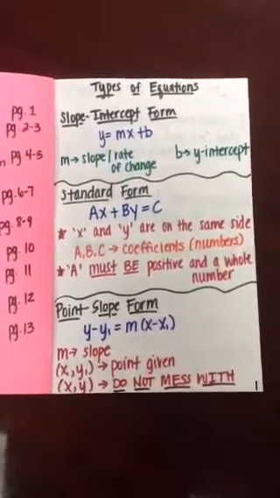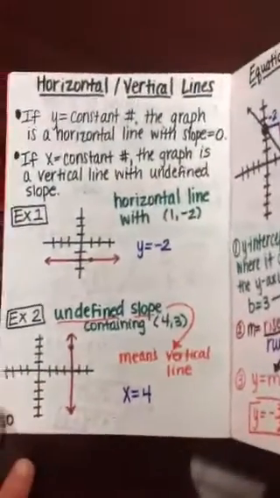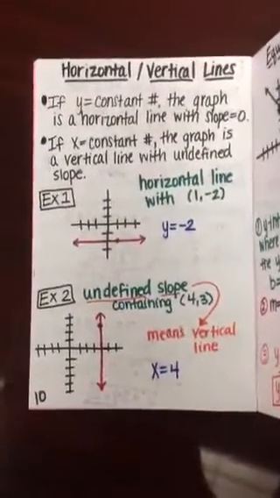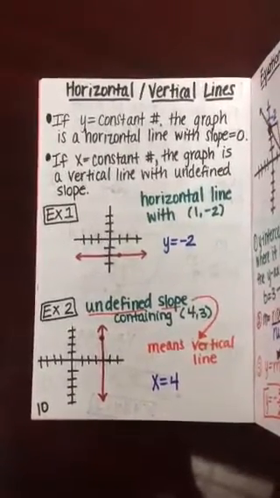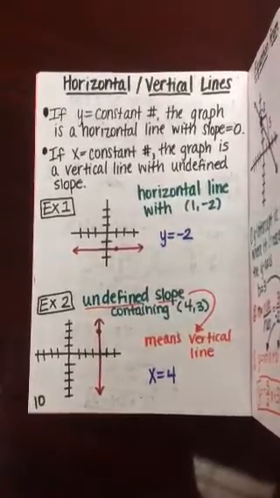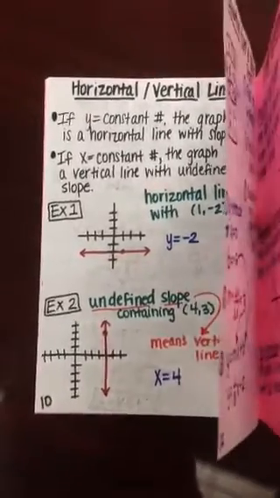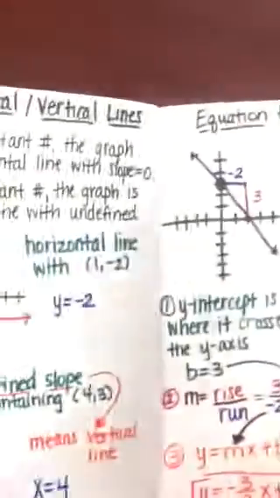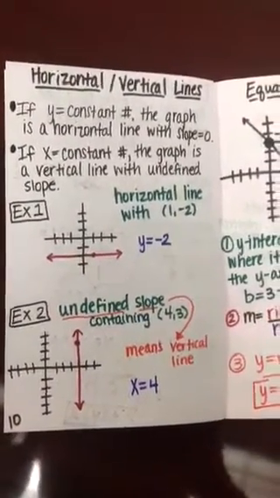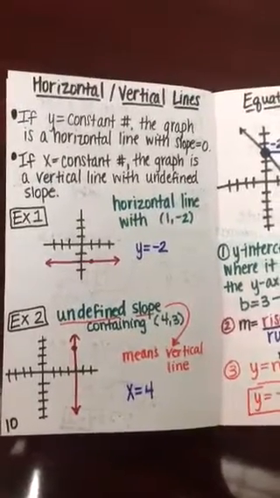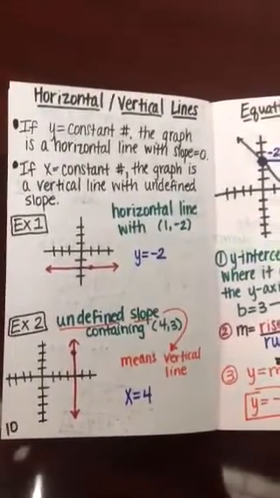Okay? Now we're going to turn to page 10. So go ahead and turn to page 10. Pause the video and copy this down. Now, we're talking about horizontal and vertical lines. If y equals a constant number, the graph is a horizontal line with a slope of 0. If x equals a constant number, the graph is a vertical line with an undefined slope.